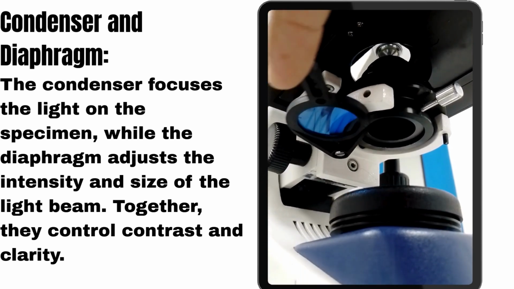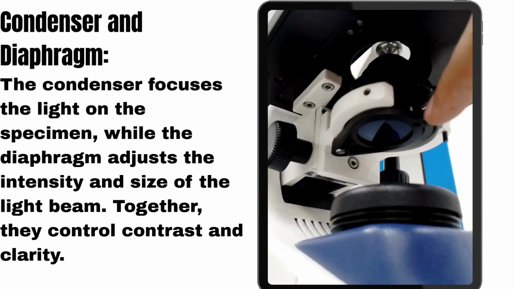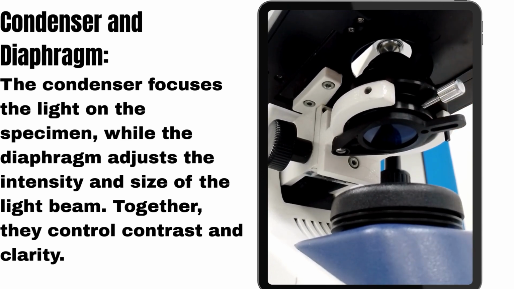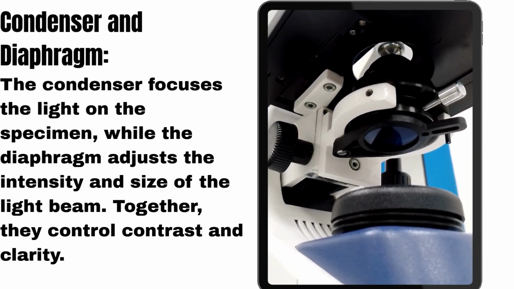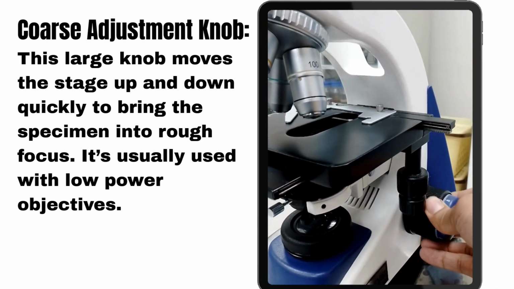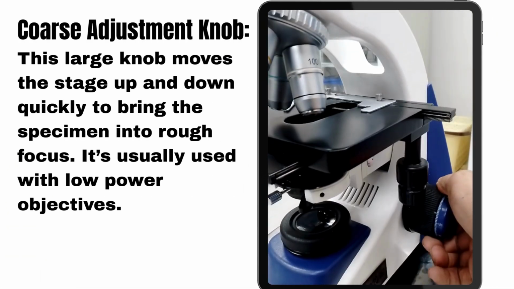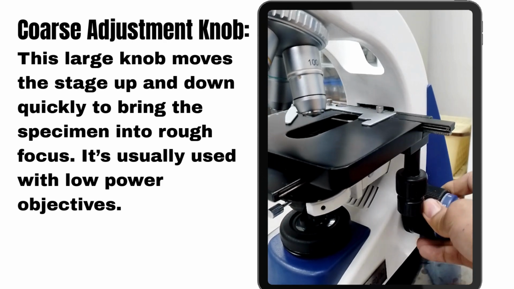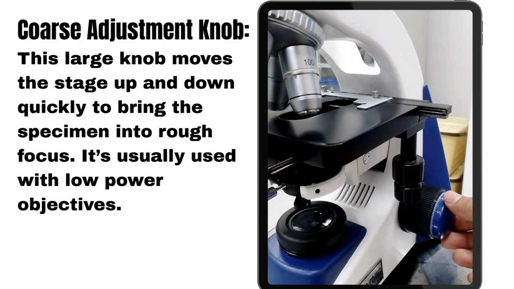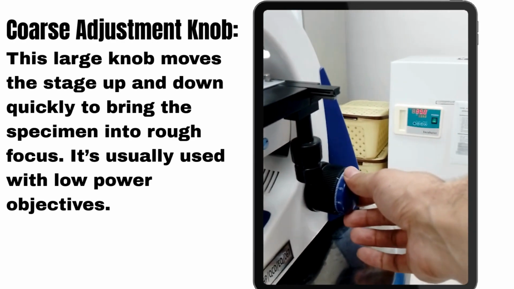Condenser and diaphragm. The condenser focuses the light on the specimen, while the diaphragm adjusts the intensity and size of the light beam. Together, they control contrast and clarity. Coarse adjustment knob. This large knob moves the stage up and down quickly to bring the specimen into rough focus. It's usually used with low-power objectives.